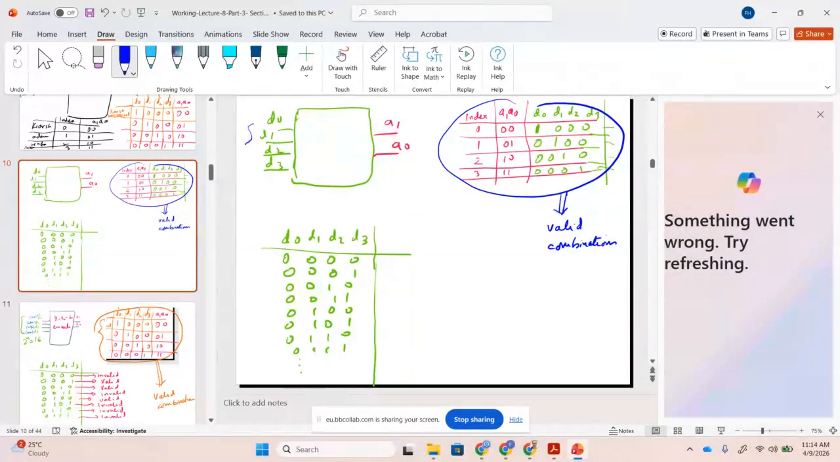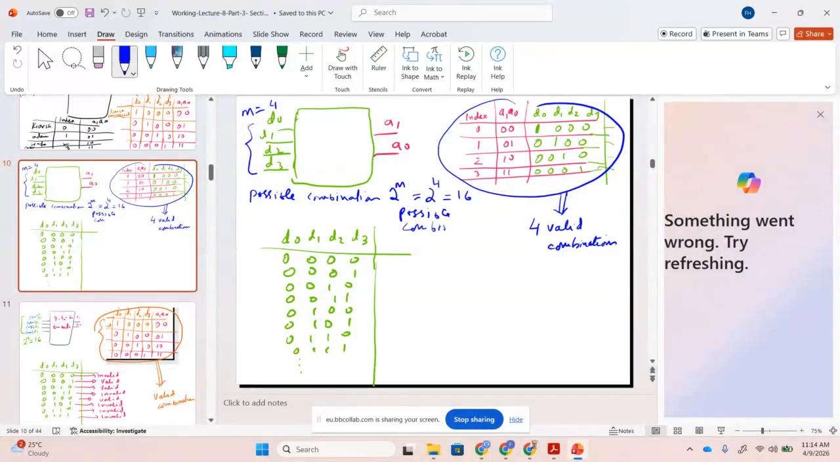And if you look at here, what is M here? So M is now 4. So how many possible combinations are there? The possible combinations in this example are 2 to the power M. Please remember these are 2 to the power M, which is 2 to the power 4, which is equal to 16 possible combinations. Out of these 16 possible combinations, how many are valid? There are 4 valid combinations. And how many combinations will be invalid? Can you tell me? 12.